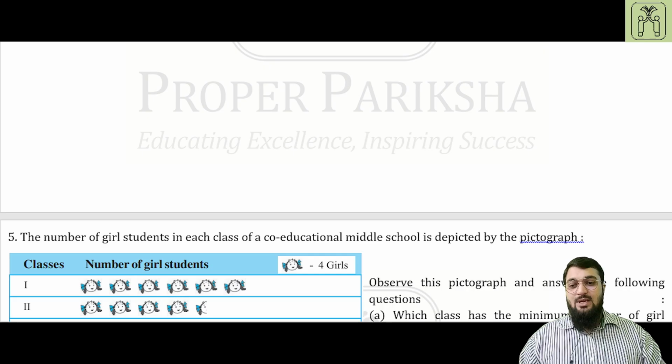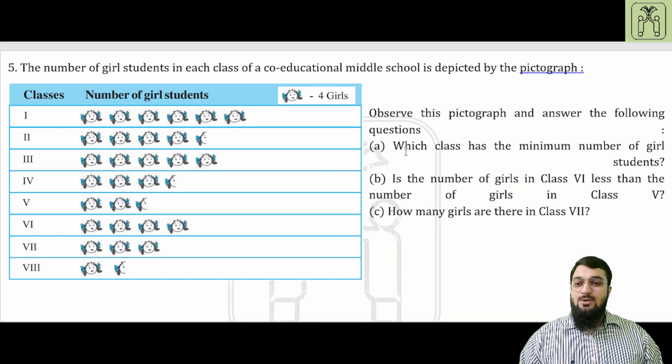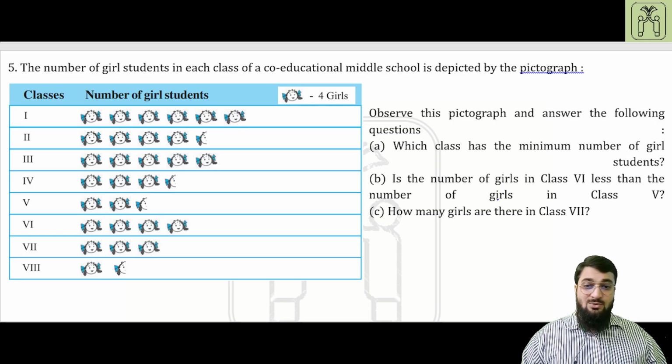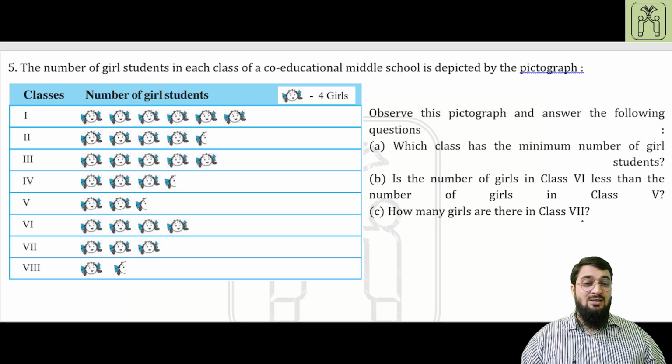Coming to the next question. Question number 5. A number of girls students in each class of coeducational middle school is depicted by the pictograph. Question says observe the pictograph, answer the following. Which class has the minimum number? And is the number of girls in class 6 less than number of girls in class 5? Okay, how many girls are there in class 7?